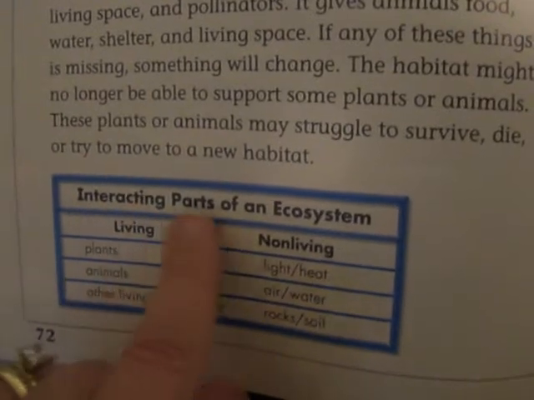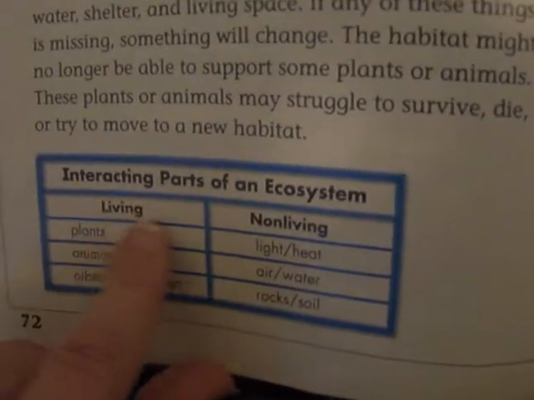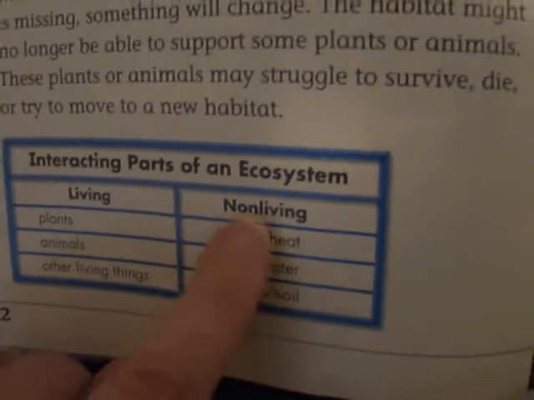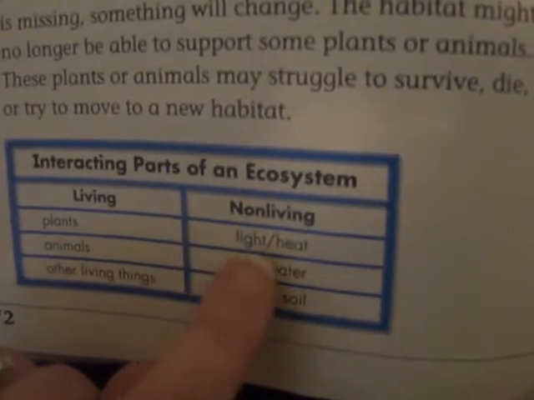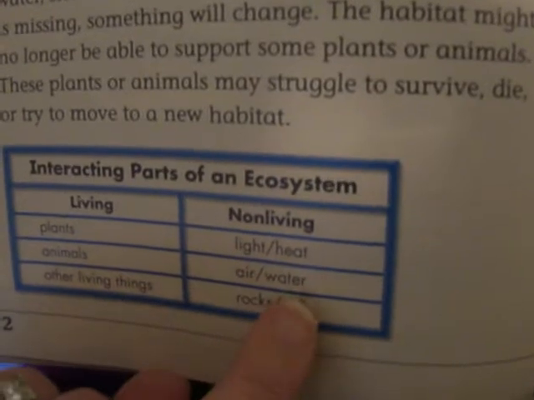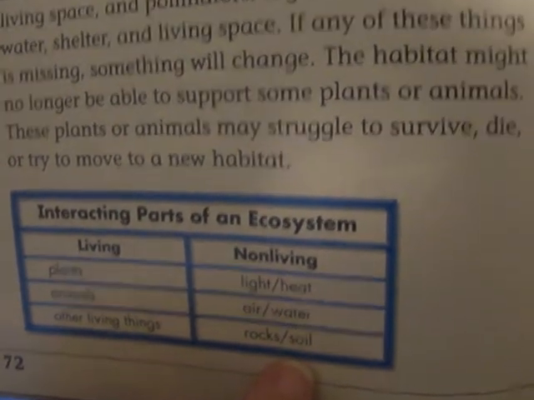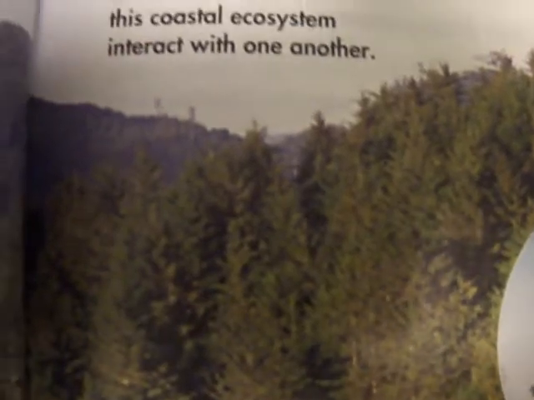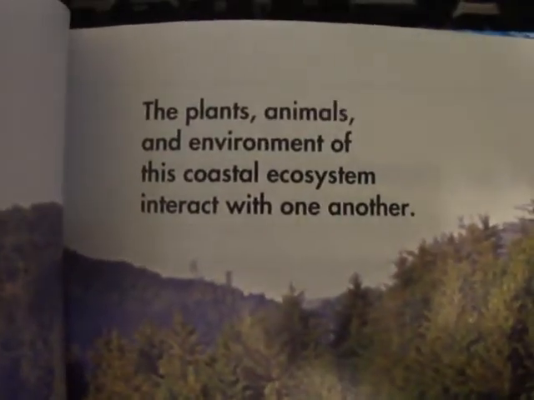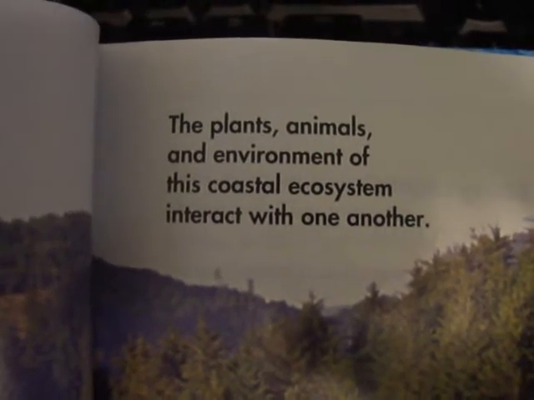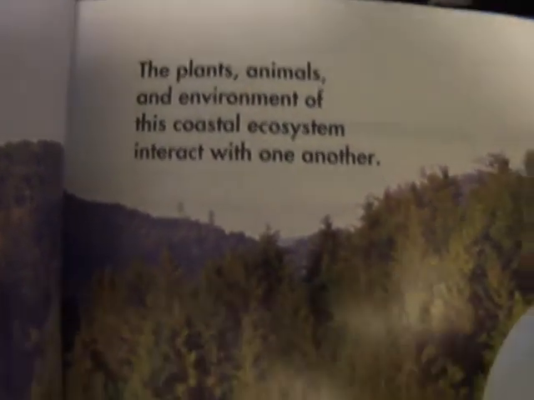And here are some interacting parts of an ecosystem. We have living things, such as plants, animals, and other living things, and non-living things: light, heat, air, water, rocks, soil, and they all interact in the ecosystem. And on this page, we have a picture of those redwood trees. The plants, animals, and environment of this coastal ecosystem interact with each other.